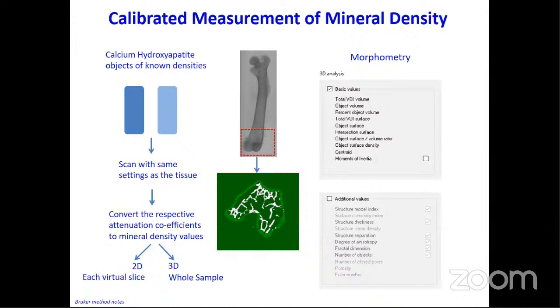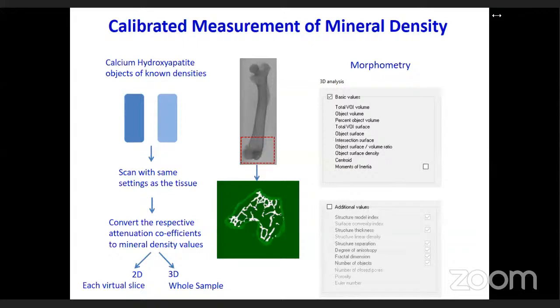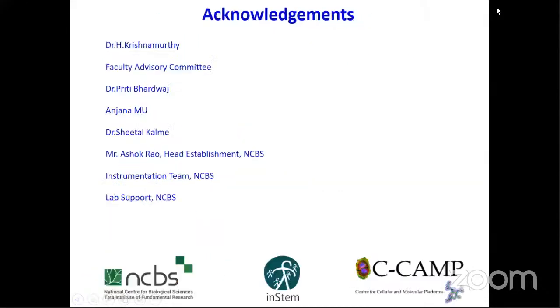Now, the computation process is not just limited to the BMD measurements, but we are also able to carry out a host of morphometric measurements like volume of the tissue and surface area of the tissue, and some of the second order measurements as well, like the structure thickness and the structure separation with respect to the reference frame. And these are built-in packages in the Bruker software that we will be able to use in order to carry out morphometry as well as mineral density analysis for the tissue of your interest.